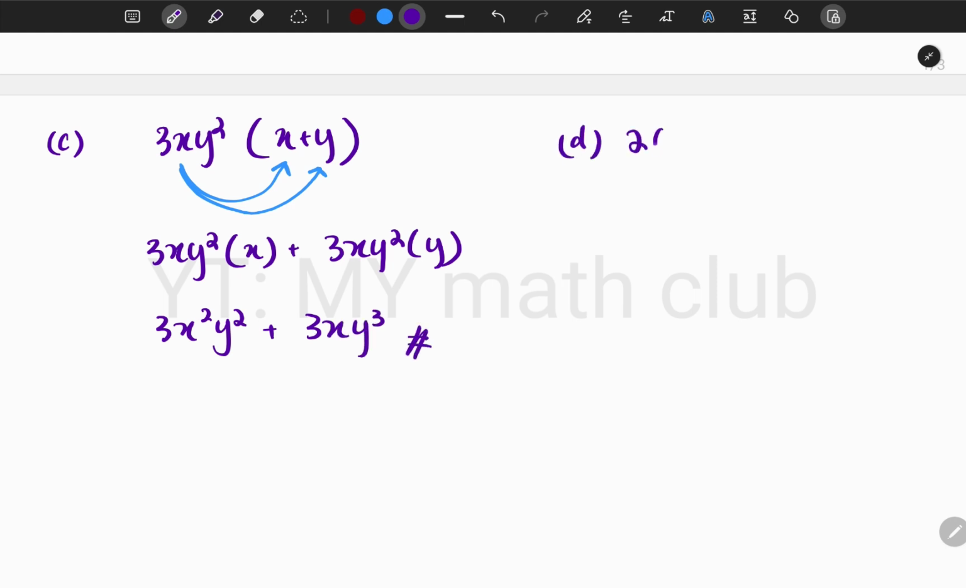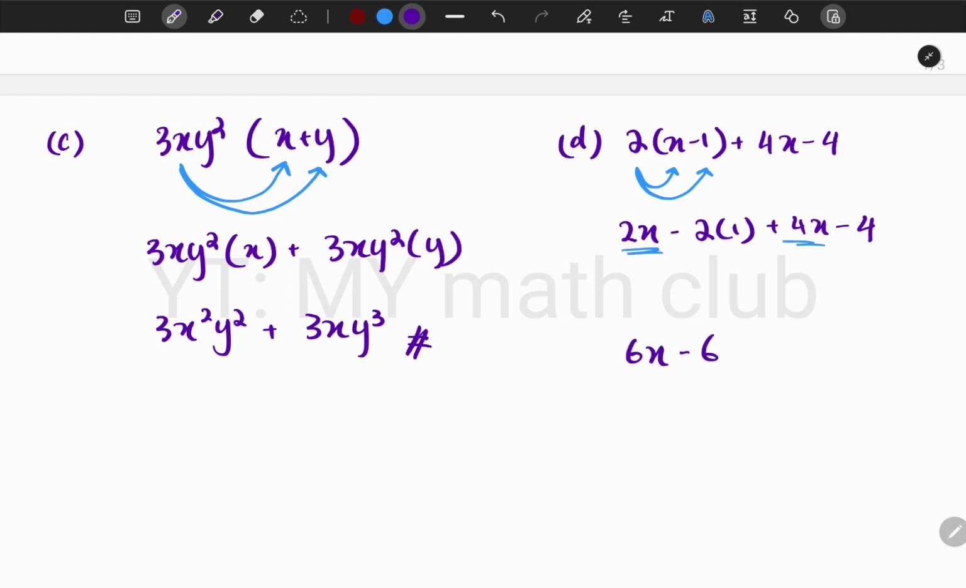Question D. 2 multiply in brackets x minus 1 plus 4x minus 4. In this case, again we're going to do the same thing, 2 multiply x and 2 multiply by negative 1. But for this kind of question, after you are done expanding the brackets, you want to also make sure that you collect all the like terms and simplify the expression into the simplest form. So your final answer would actually be 6x minus 6, right? Because you have the 2x plus the 4x and the negative 2 minus the 4.